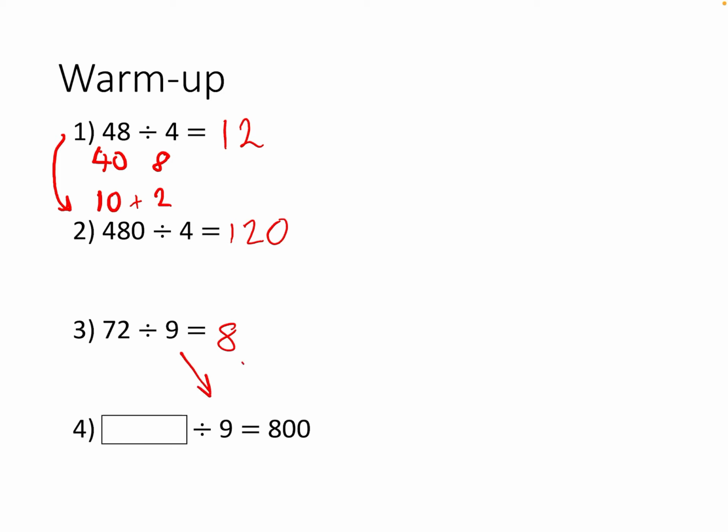Now, let's look at the relationship between these. We know our 9 is the same. We know our 8 is 100 times smaller. So if we go this way, we make it 100 times larger. Guess what we've got to do to this? Make it 100 times larger. Brilliant. If you spotted that, it's 72, so 7,200. Well done.